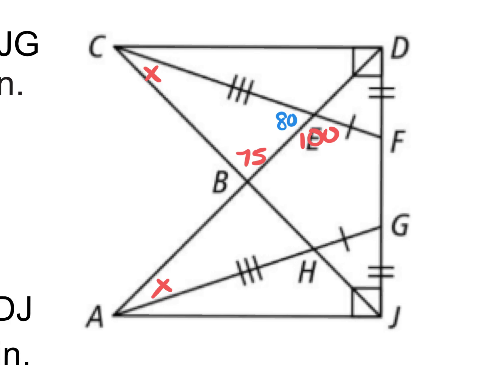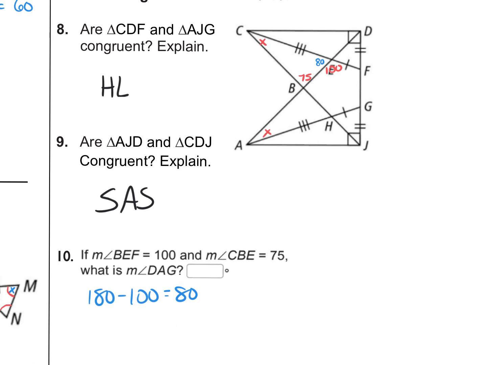So now, can I find that missing angle of the triangle? Okay, how? 75 plus 80 is 155. Then 180 minus 155 is 25. Good.